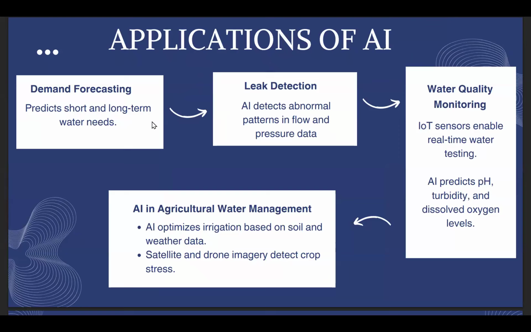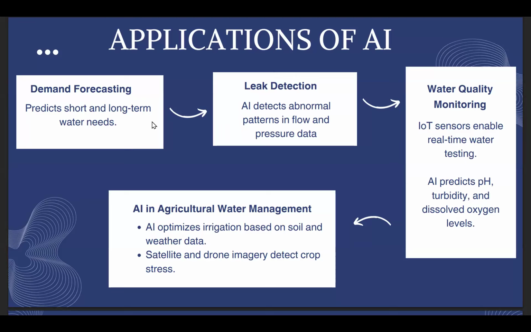Demand forecasting predicts short-term as well as long-term demand. This helps us plan supply efficiently and also avoid shortages. Next are the leak detection systems, which help us analyze flow and pressure data. AI identifies abnormal patterns that indicate leaks or pipe failures. One of the major benefits is early detection. Early detection also reduces non-revenue water and improves the infrastructure.